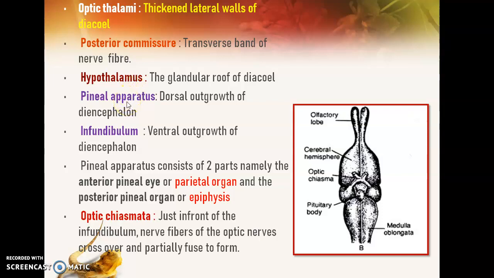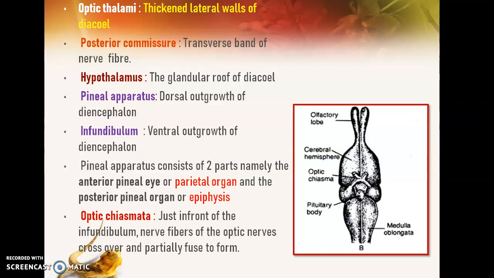Then the pineal apparatus. The dorsal outgrowth of the diencephalon is called the pineal apparatus. And on the ventral side, the opposite region, there is a ventral outgrowth of this diencephalon called the infundibulum. So our dorsal outgrowth is called the pineal apparatus and the ventral outgrowth is called the infundibulum.